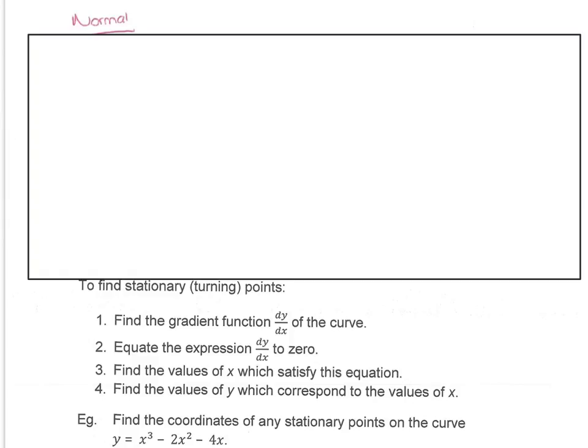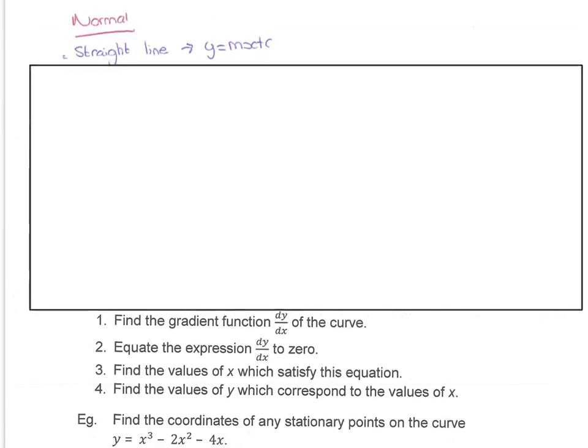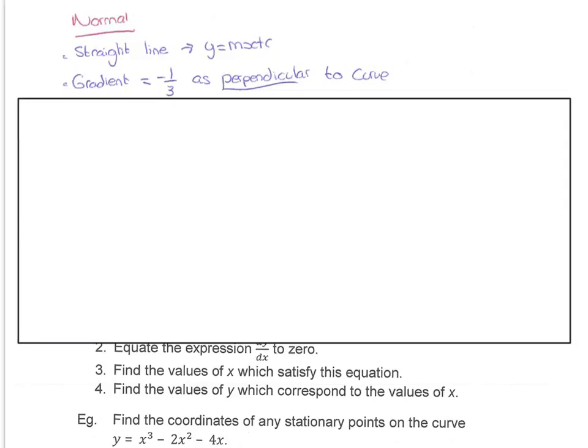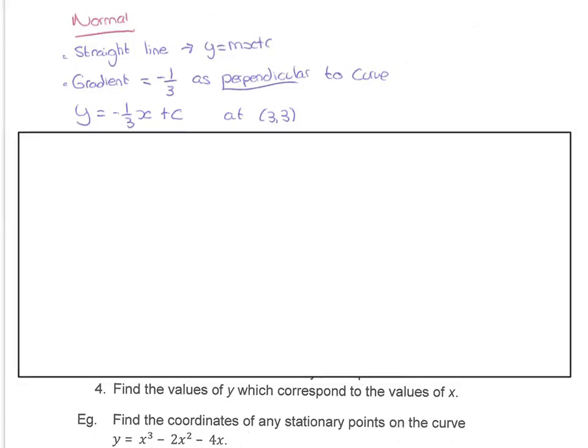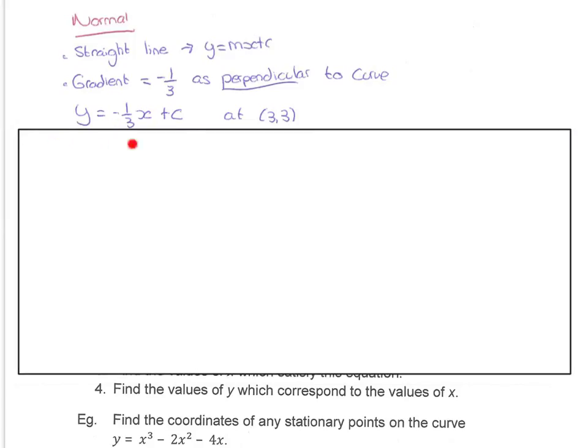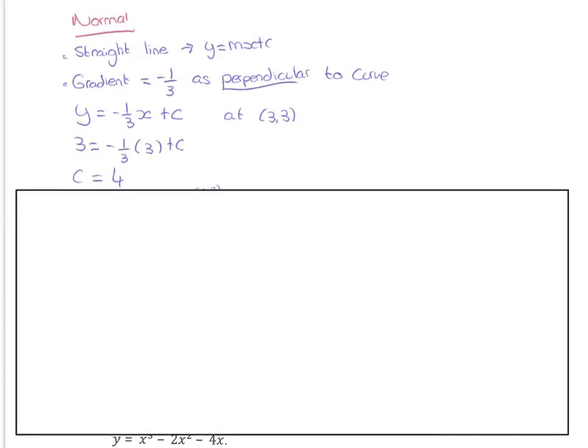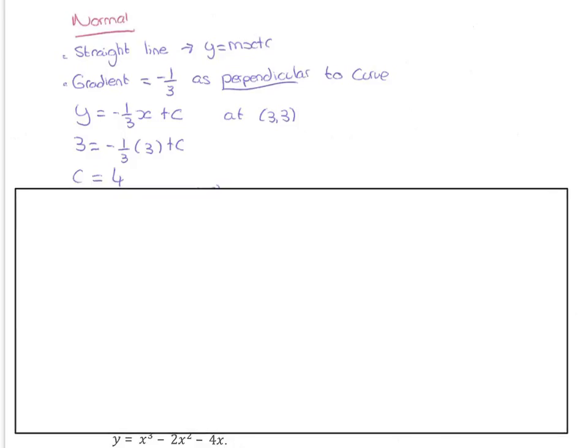Now on to finding the equation of the normal. So the gradient of the normal is going to be minus 1/4 as it's perpendicular to our curve. Again, the normal is a straight line, so we're using our y equals mx plus c. Filling in our gradient, we have y equals minus 1/4 x plus c. Again, we want the equation of the normal, and we know it's at the point 3, 3, so if we substitute in x to be 3 and y to be 3, it will allow us to determine a value for c, the y-intercept. So in this case, c is working out to be 15/4.